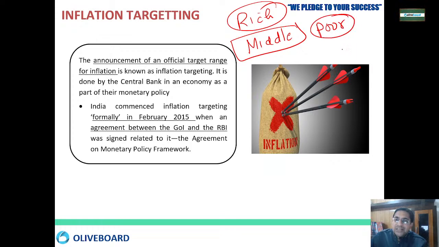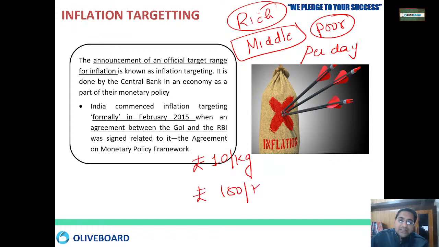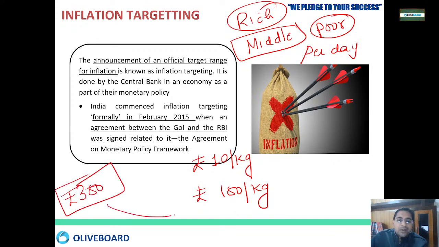because the person is earning per day. If one day the onion is rupees 10 per kg, all of a sudden the onion goes to rupees 150 per kg. So any person who is earning rupees 350 per day, the labor people, how are they going to buy this? How are they going to buy this? Okay, so that is why the concept of inflation targeting also has to be kept.